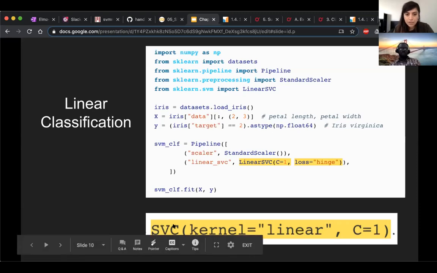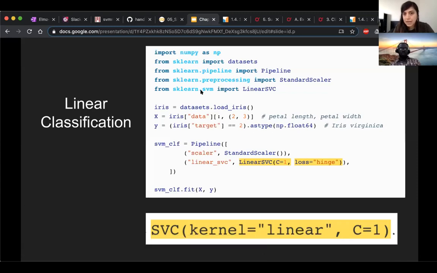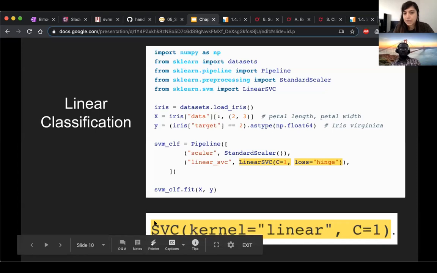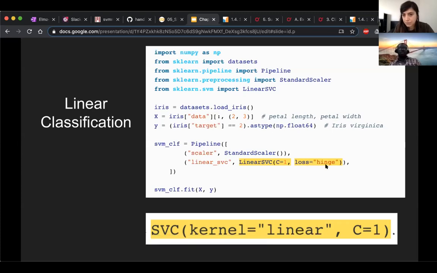Also, we can use SVC, which is under SVM. It is another functionality. When you use it over here, you have to define your kernel instead. Because we're dealing with a linear task, we will define it as linear and see the same result. But this time we don't need to define a loss function here.